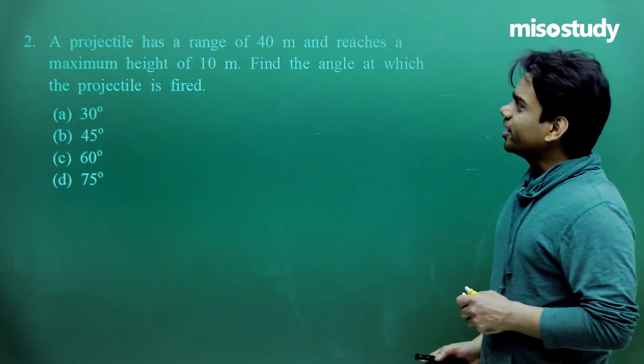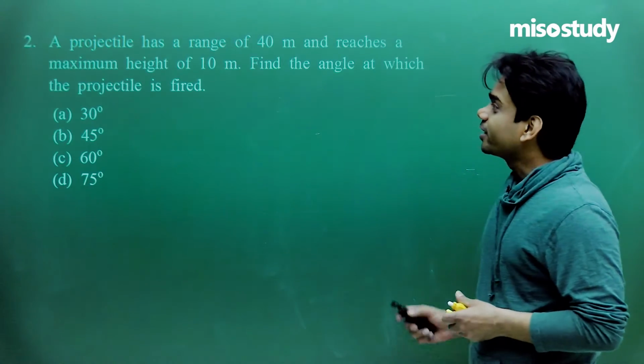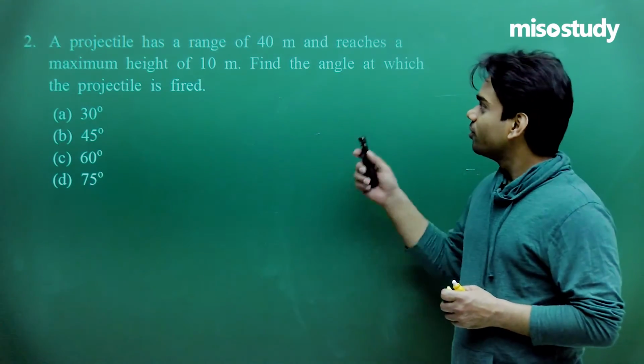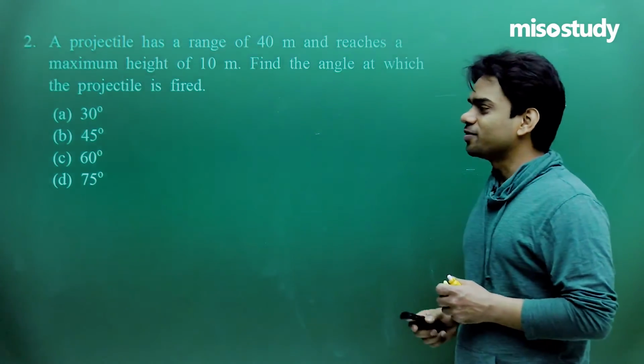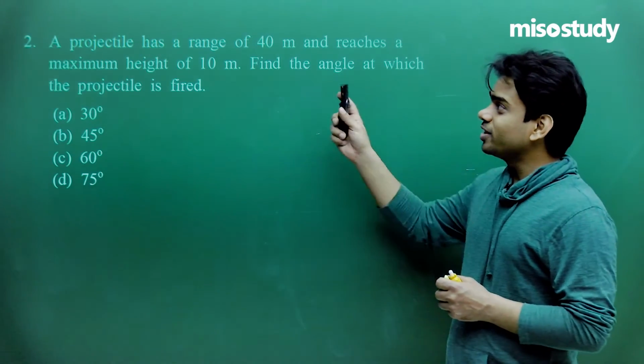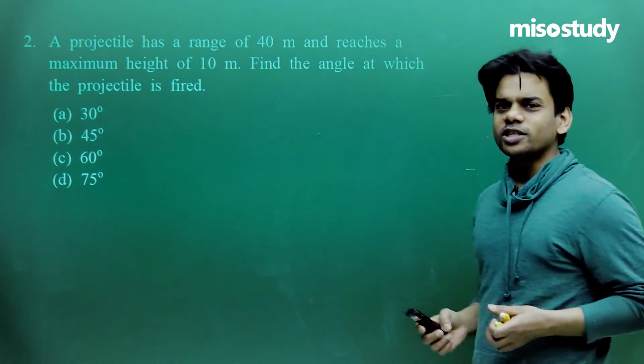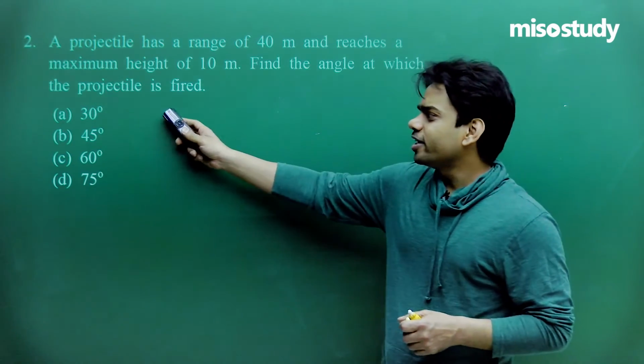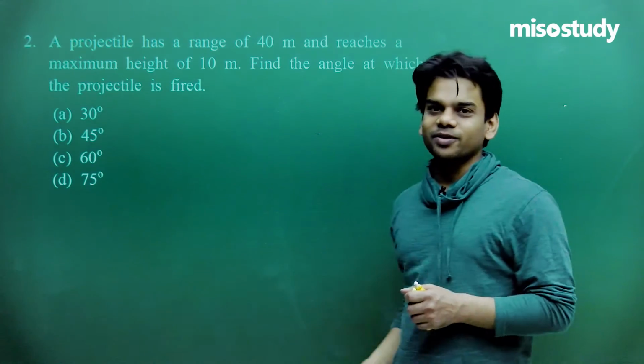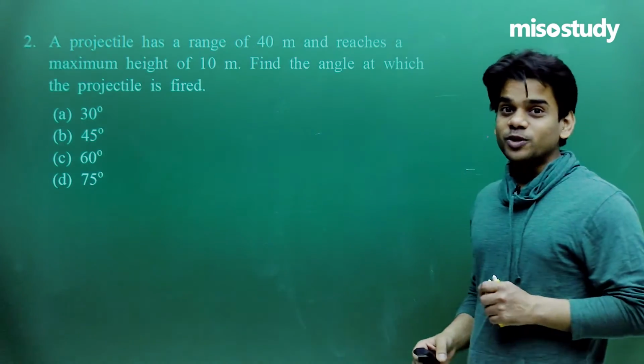A projectile has a range of 40 meters and reaches a maximum height of 10 meters. Find the angle at which the projectile is fired. You see here you are provided with the range, you are provided with the maximum height. You have to find out the projection angle. It's given A 30 degree, B 45, C 60, D 75. We are not aware of what option to choose.